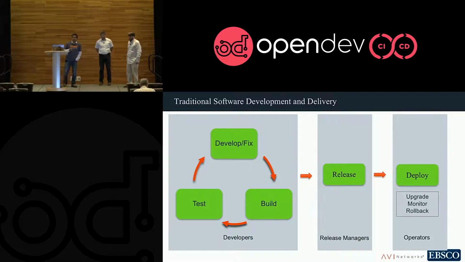In contrast, in old school, traditional software development and delivery, you have siloed ways of doing this work. Developers do development, build, and testing for their components, and then release managers do the integration test and create release candidates. Then the operators do the deployments, where they upgrade, validate, and may have to roll back. And then the bugs have to be fixed by the developers again, and so on. As you can see, this is a very long cycle, and from the time a feature is implemented to the time it is delivered could be pretty long.